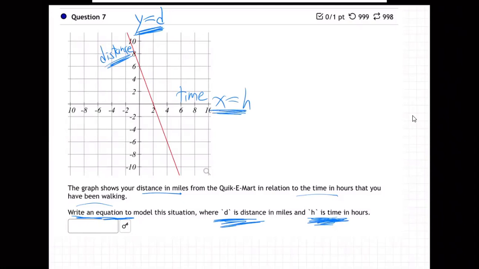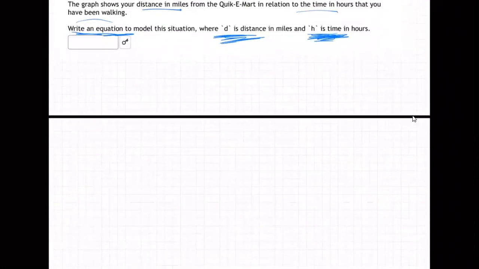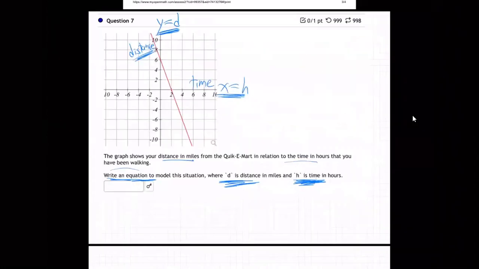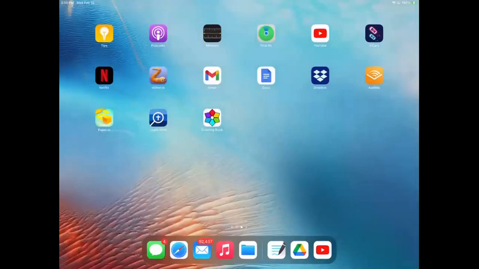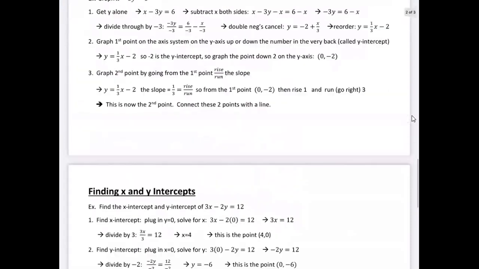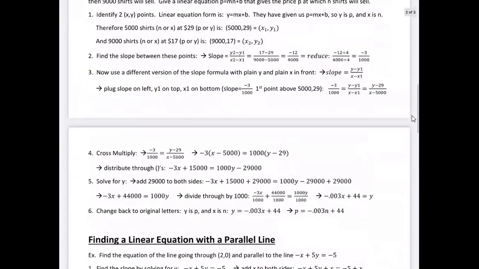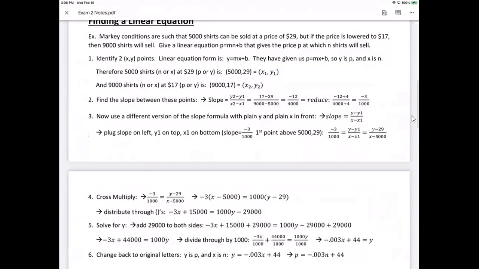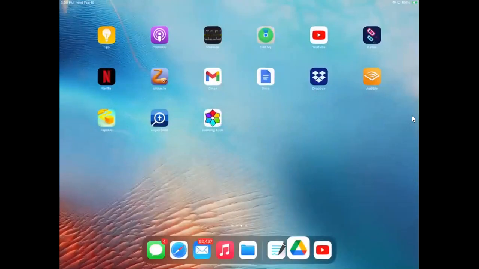Okay, so now we got to write an equation. That's what they want. So what do we do whenever they say those magic words that you love to hear, write an equation? Well, you know the steps, right? It's in the notes, right here in the exam 2 notes, somewhere up here, finding a linear equation. So it's all there for you. Let's go through it again.